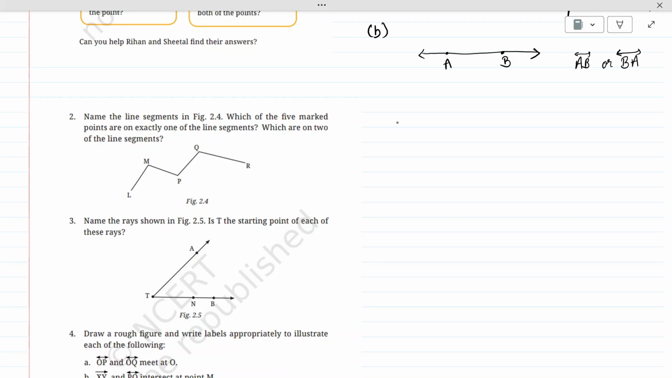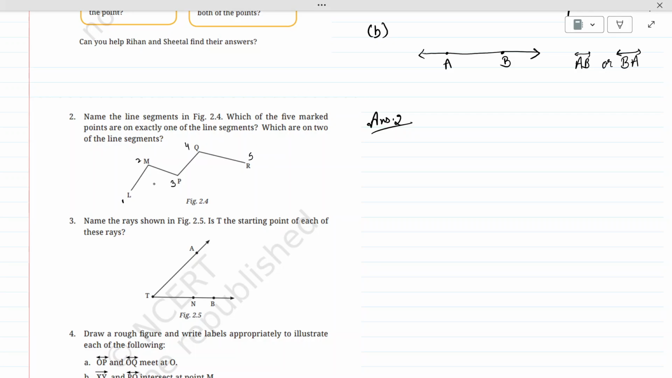Question number 2. Question number 2 is, name the line segments in figure 2.4 and then which of the 5 marked points are on exactly one of the line segments and which are on 2 of the line segments. So kids, first of all, in this figure 2.4, how many points do we have? We have L, this is the first point, M, P, Q and R. So we have 5 points here, right?